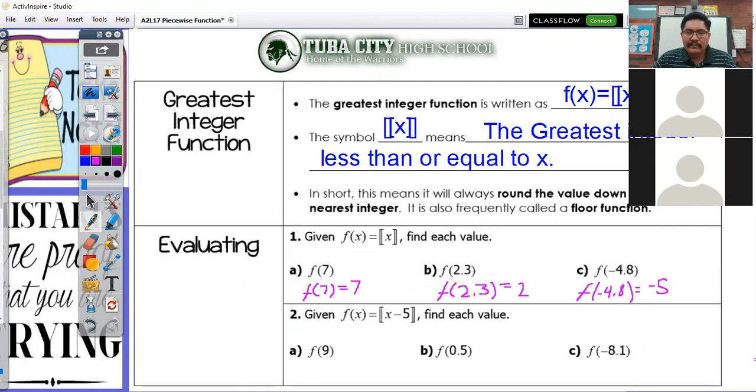So now we have another one, x minus 5. What we're going to do is place 9 in here. So 9 is x. So 9 minus 5 would be 4. And then we have to round that down, which again, it is already an integer. So it just stays 4 because again, less than or equal to that number. So in this case, f of 9 equals 4.